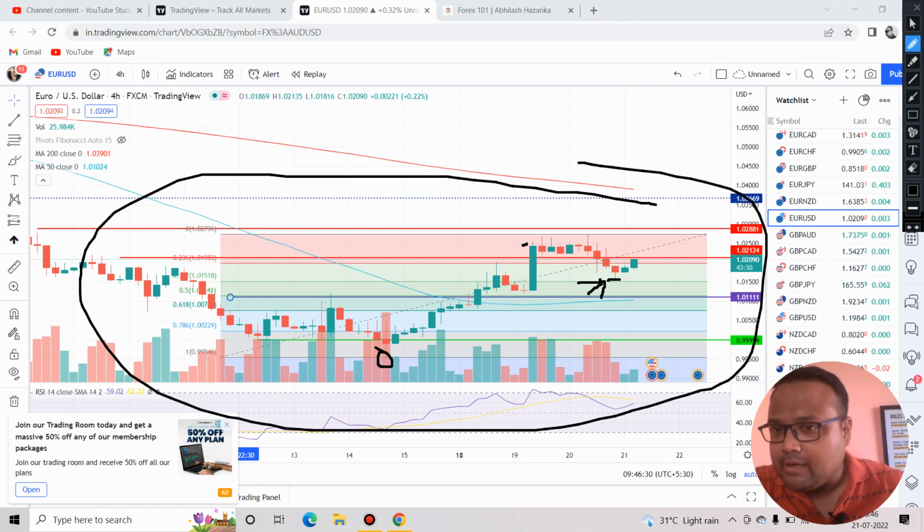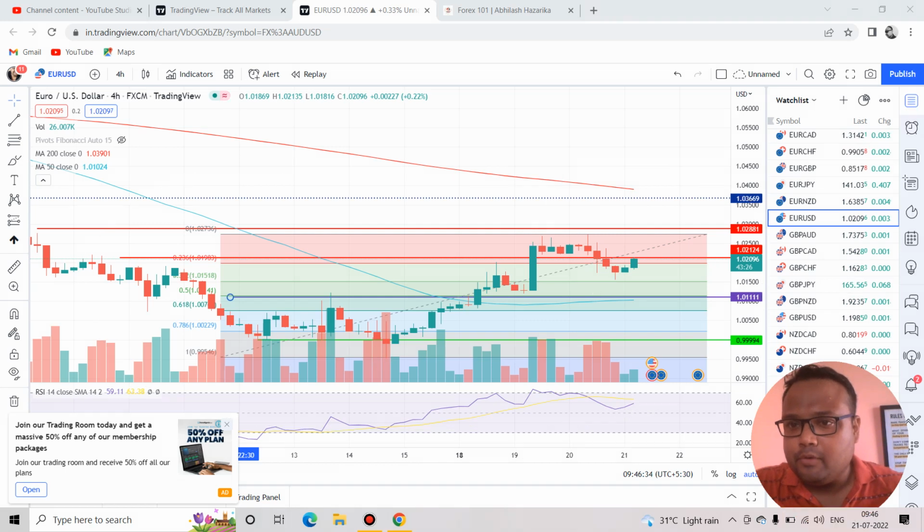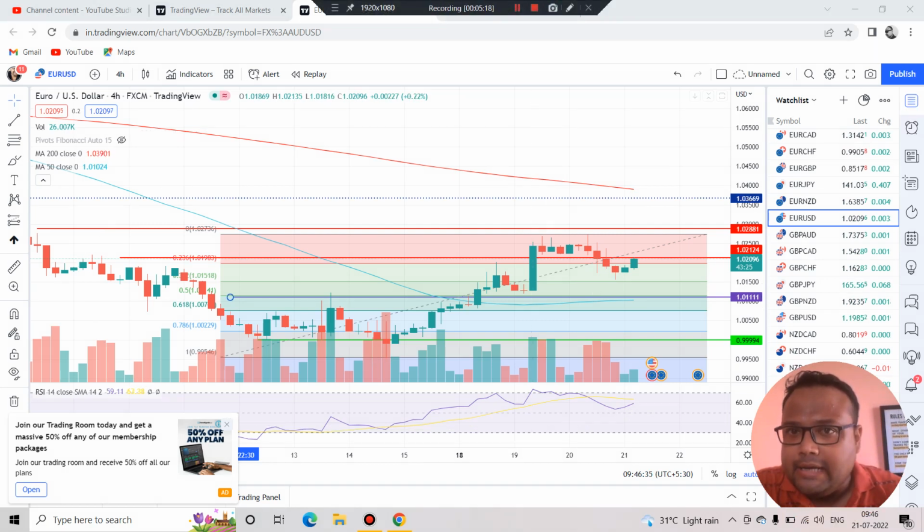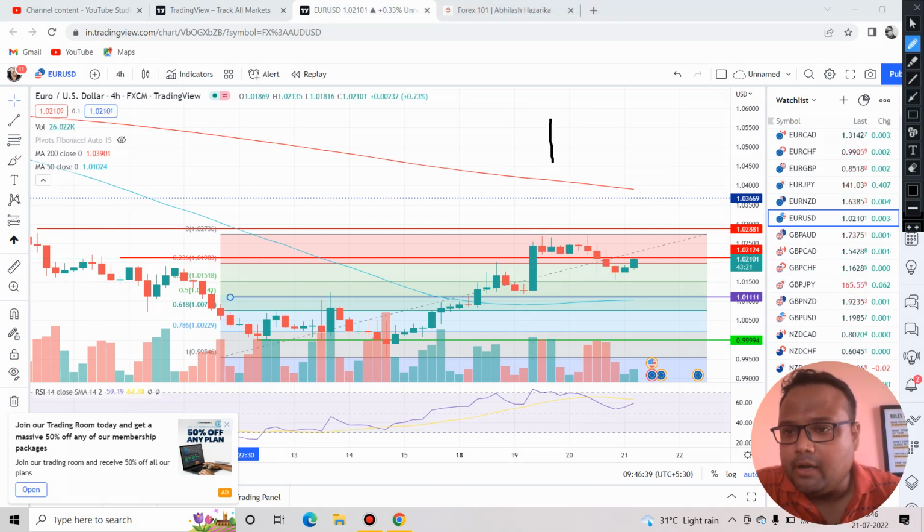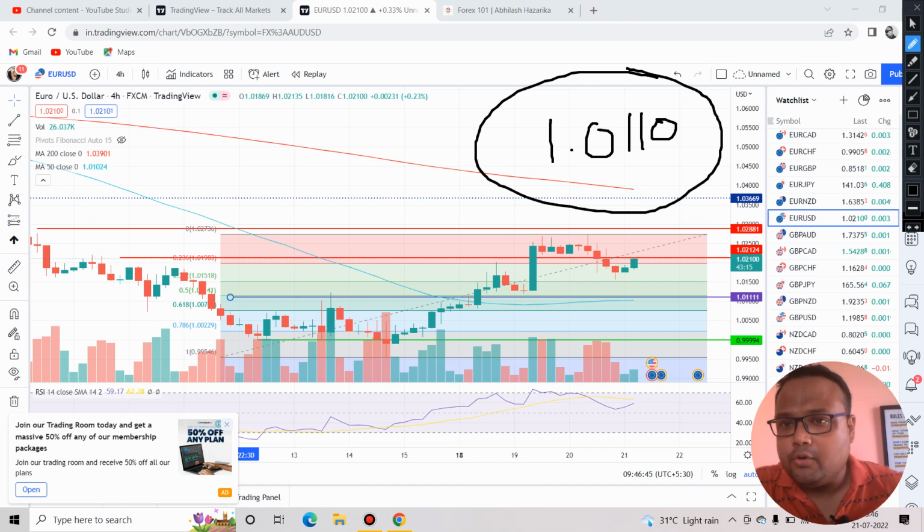So if market comes down again, listen to me carefully. If market comes down again, then the next support for Euro USD will be around 1.010110. This will be the next support for Euro USD. Why? Because we can see the market is respecting the Fibonacci series here. So as a result, we can expect the market to bounce from here.